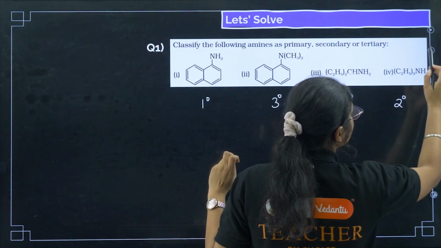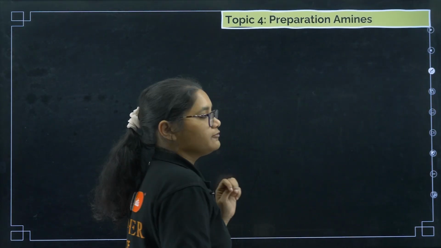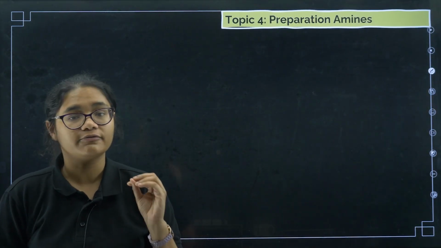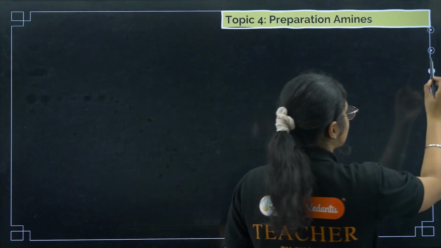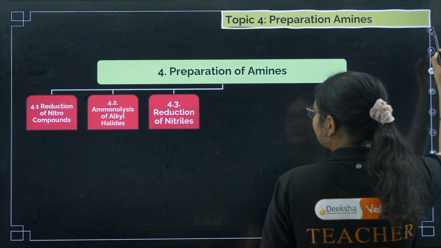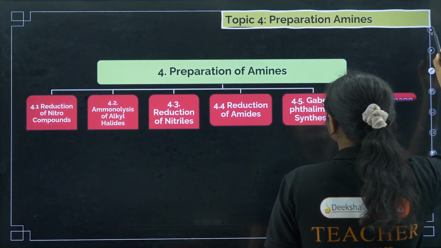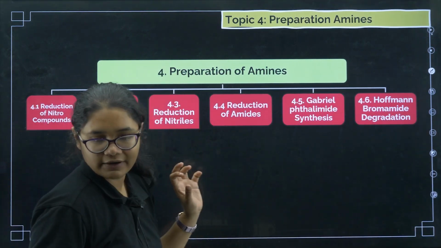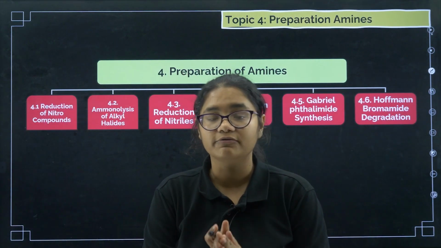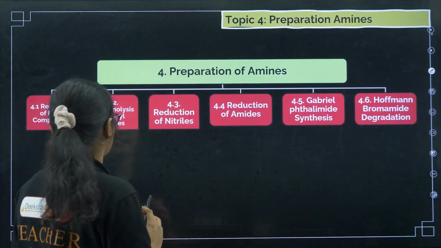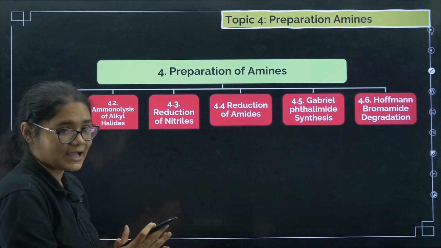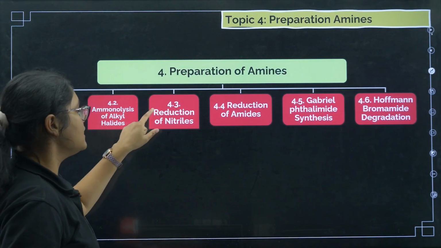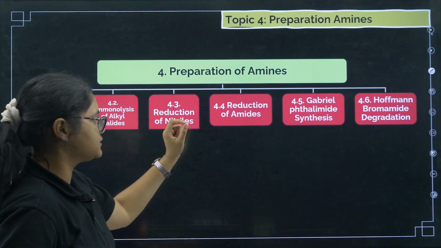Now coming to the first topic, that is preparation of amines, very important. So what are the methods? Let us first see. I want all of you to draw this structure. This is very important. The first one is reduction of nitro compounds. Second, we have the ammonolysis of alkyl halides. This is also very important. Reduction of nitriles, reduction of amides.